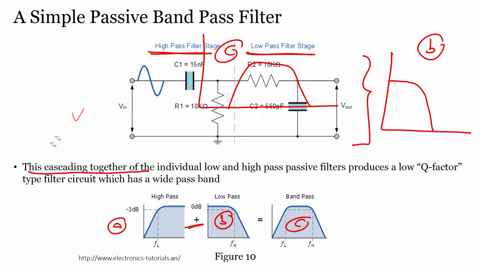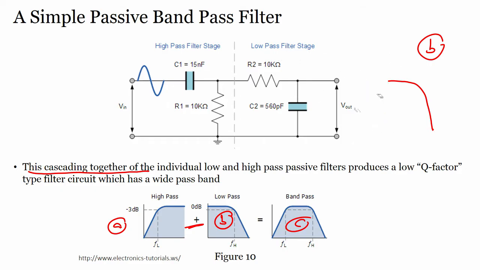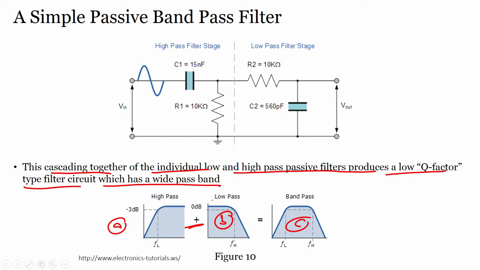So, the point is, for designing a passive band pass filter, we can cascade the individual low pass and high pass filters, and this produces a low Q factor type of filter circuit which has a wide band pass. Cool, very easy. So, you can also design this kind of circuit, right. This is your simple passive band pass filter.